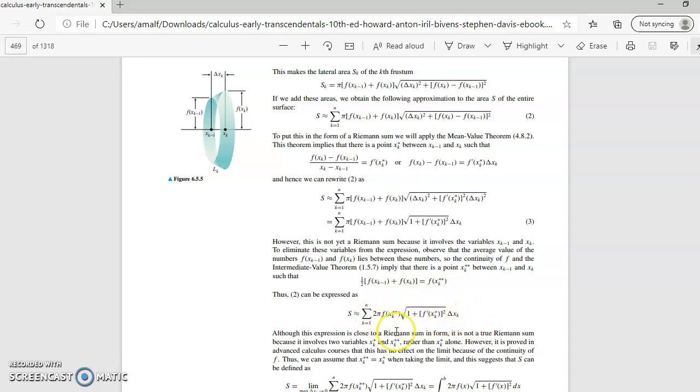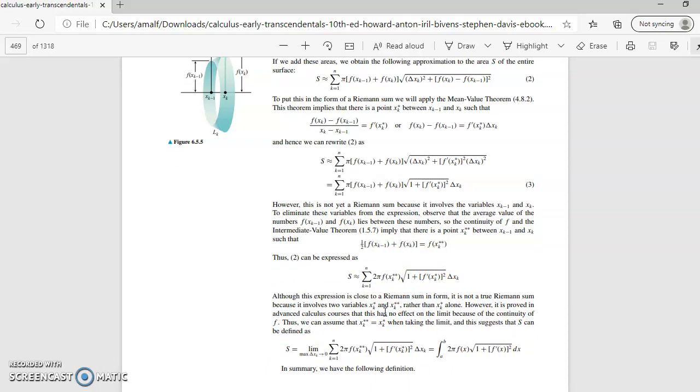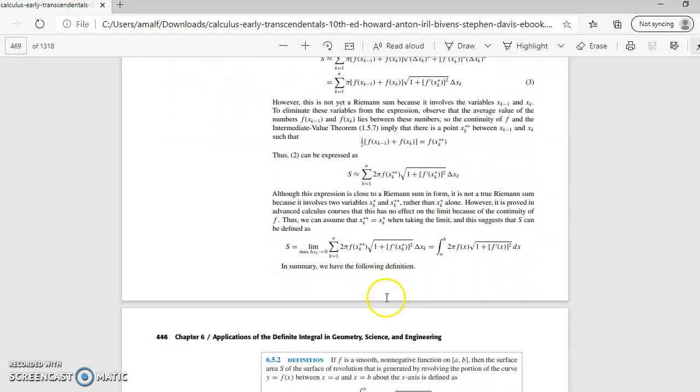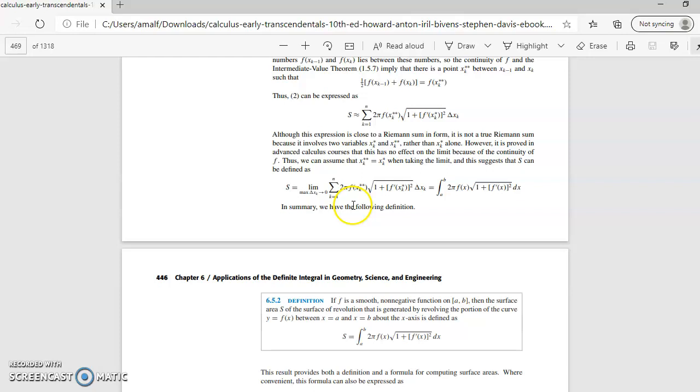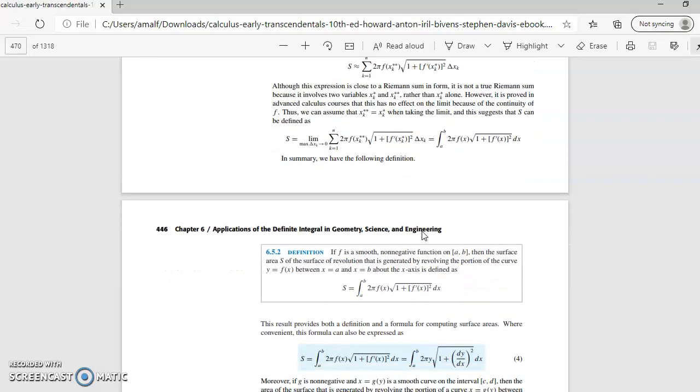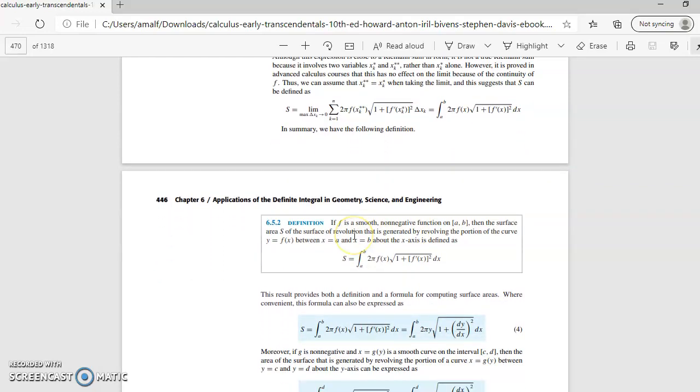Now this looks close to the expression of a Riemann sum. So upon taking delta xk tends to 0, the number of subintervals increases. So this summation will be approximately the integral from a to b of 2 pi f of x into root of 1 plus f dash of x whole square dx. So this is the integral which represents the area of the surface of revolution. So we can conclude this as the definition of the surface area of revolution.